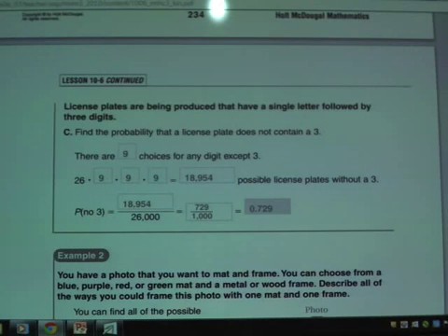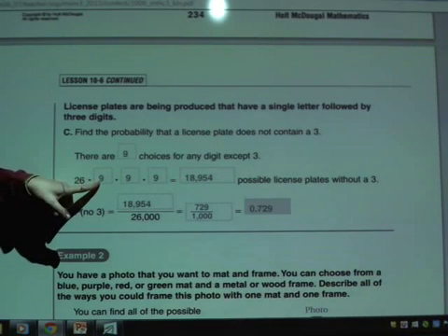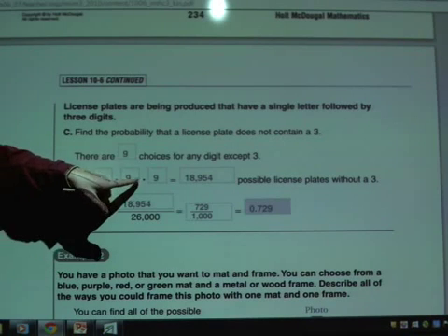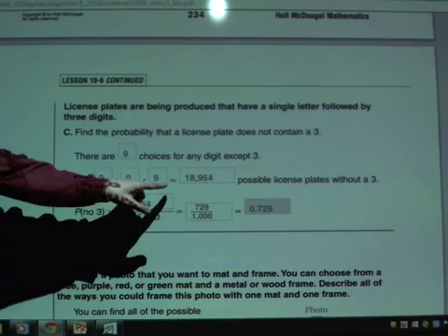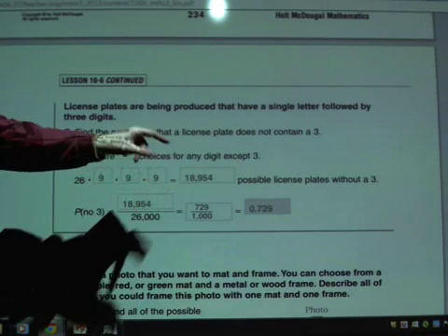If I take out the 3, there's still 9 single-digit options that will work in each spot. 0, 1, 2, 4, 5, 6, 7, 8, and 9. So there's 9 options for the first spot, 9 options for the second, and 9 options for the last. To find the number of possibilities, I'm going to multiply all these together.